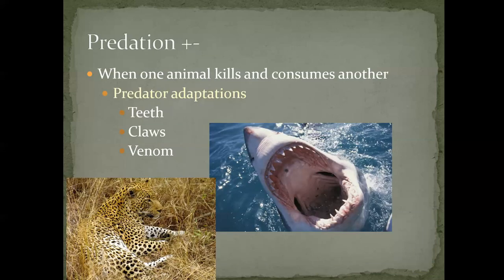Predation is another plus-minus situation. This is when one animal kills and then eats another. And predator adaptations include teeth, claws, and venom, as well as camouflage. Have a look at the picture on the lower left. And the great white shark on the right there, obviously a carnivore. So one animal is the prey, that's the animal that is eaten, and another is the predator, the one that's doing the eating.